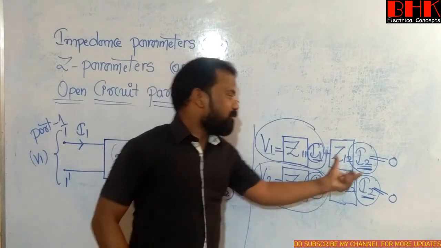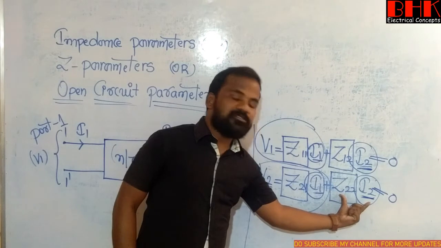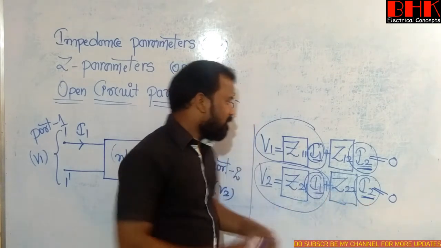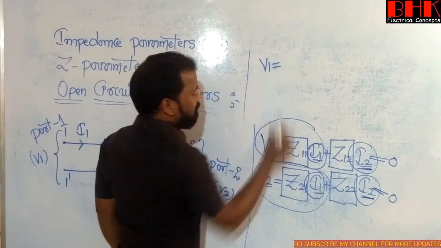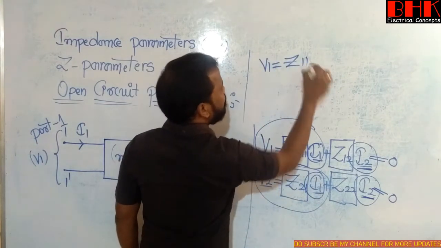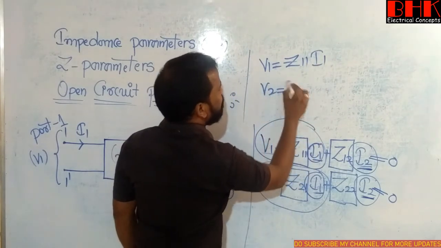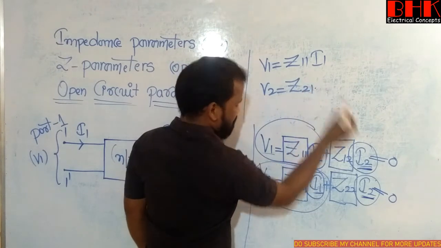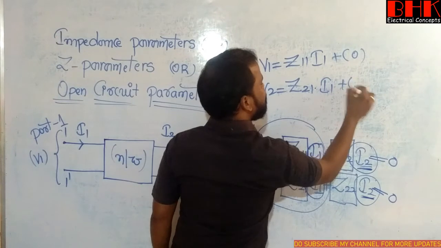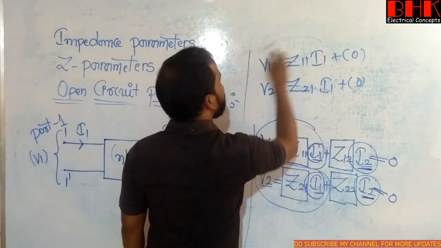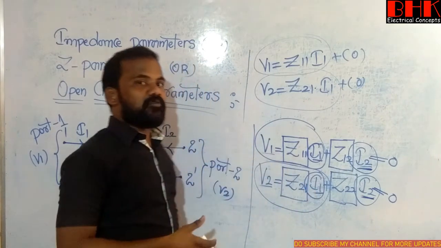It means this term is 0 because I2 is equal to 0, and this term is also equal to 0 because I2 is equal to 0. Clear? What are the remaining terms? We have the remaining terms. From equation number 1, V1 is equal to Z11 I1, and from V2 is equal to Z21 I1. The remaining value is 0 only. Clear?